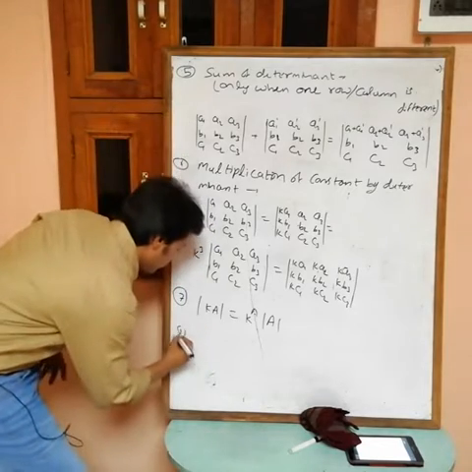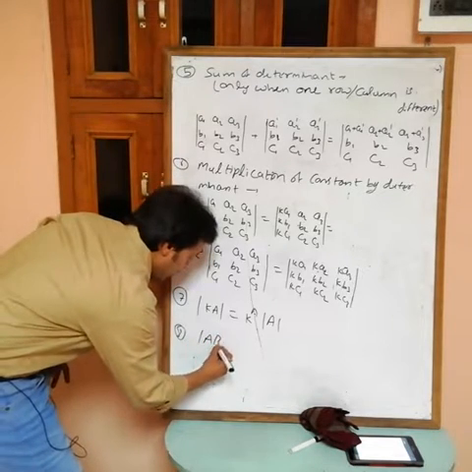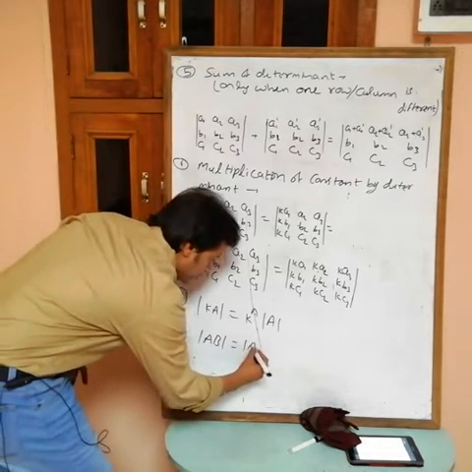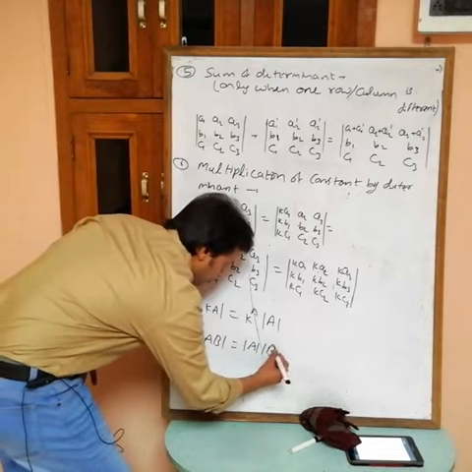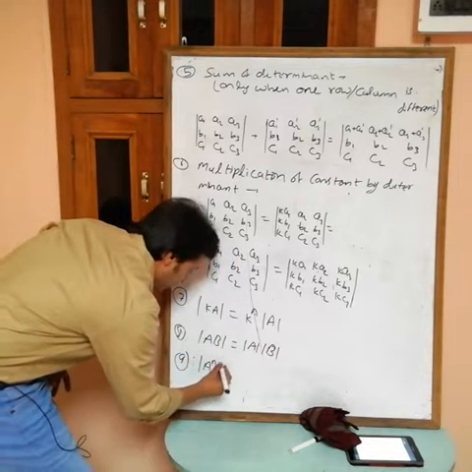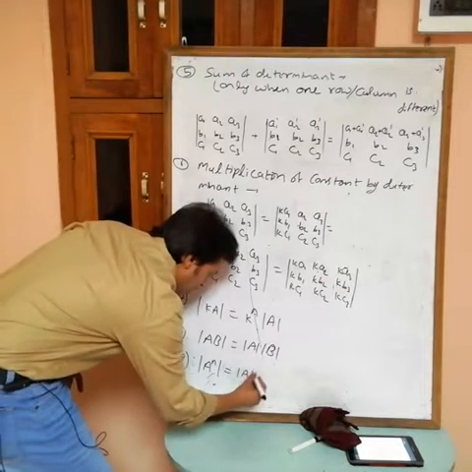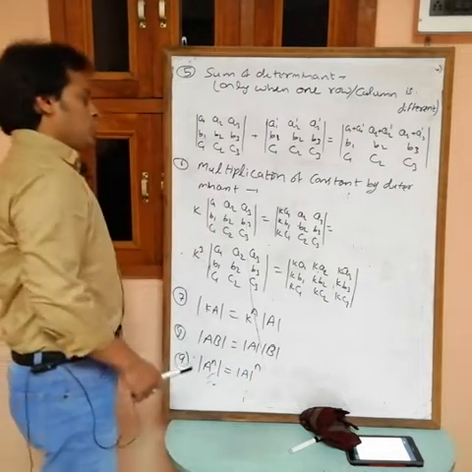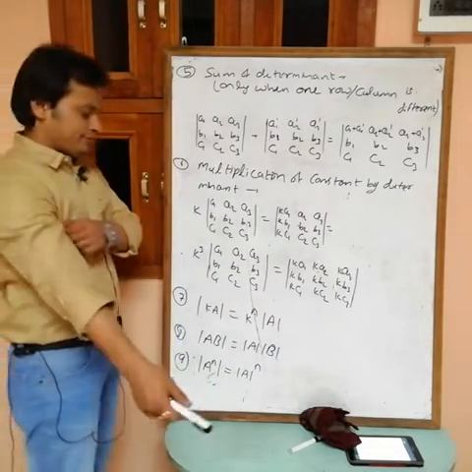Eighth one, determinant of A into B is equal to det A into det B. Ninth one, determinant of A power n is equal to det A power n. Okay, write down first.